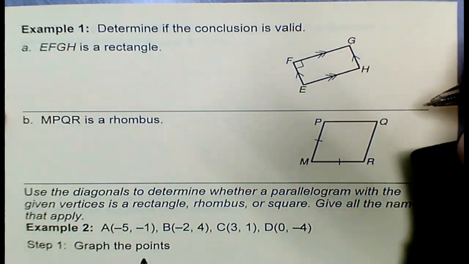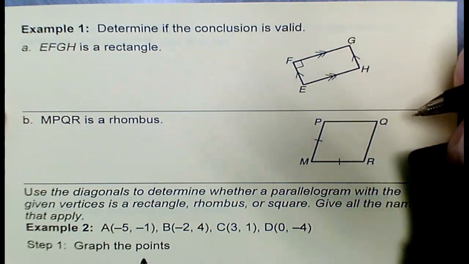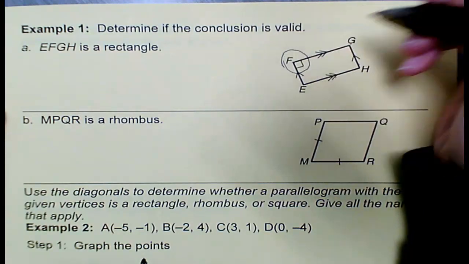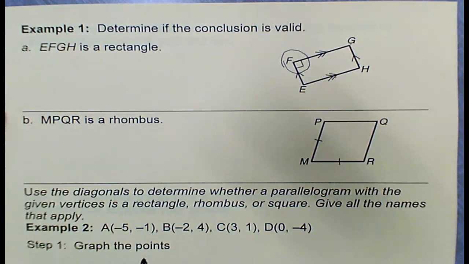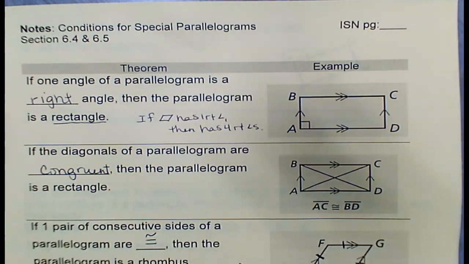EFGH is a rectangle. Well, look at the picture. I see that I've got opposite sides parallel, so it's definitely a parallelogram. And I want to know if it's a rectangle, so I have this single angle that is a right angle. Well, go back and look at your theorems. Do I have any theorem that talks about if a shape is a parallelogram and it has one right angle, then it's a rectangle?